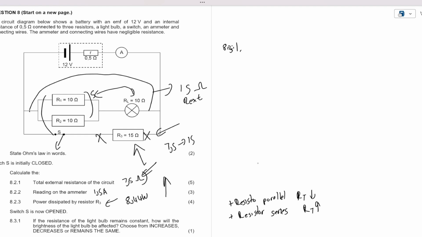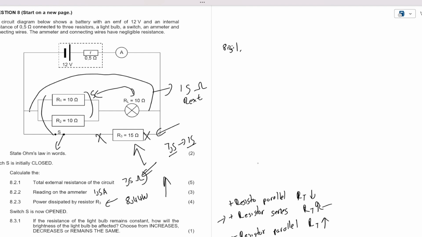Decreases, which means that is the opposite now. When we remove resistors in parallel, it means total resistance does what? R total does what? It increases. Now it increased from 7.5 to 15, and then it will be the opposite with this one also. That's the theory you have to know.